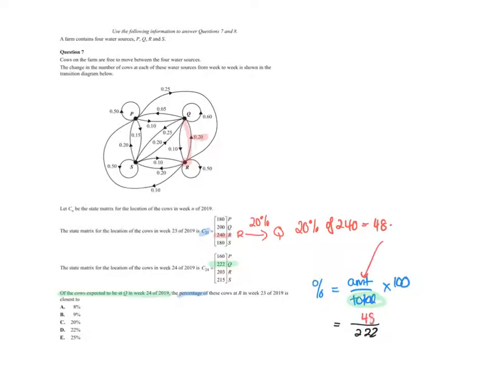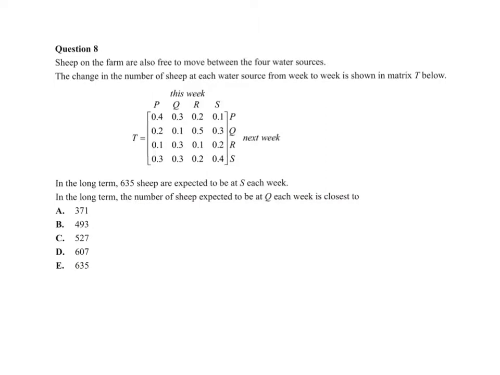So I've got 48 out of 222 times 100, and that ends up being D, 22%. Question 8, this is still leading from the question before.